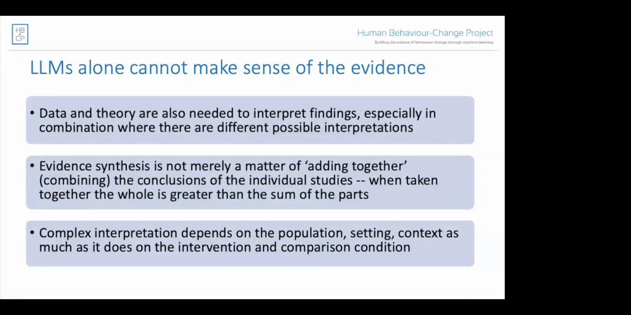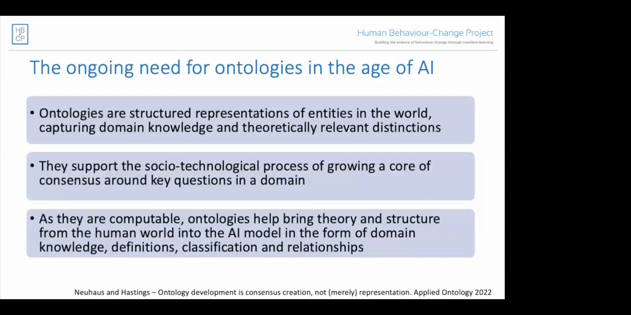So the objective is to build hybrid systems which put together the pieces of the puzzle using the language models for the parts of the puzzle that they can achieve, while overall using human intelligence for the things that cannot be automated. So ontologies, as we've talked about before, are structured representations of entities in the world that capture domain knowledge and theoretically relevant distinctions in a way that represents the consensus of conversations, discussions, and elucidations that people and experts have had amongst themselves.